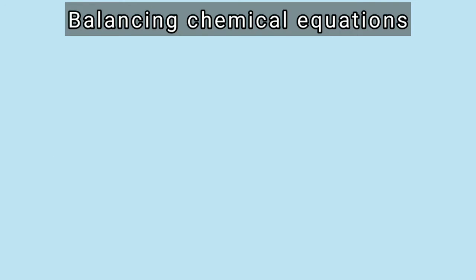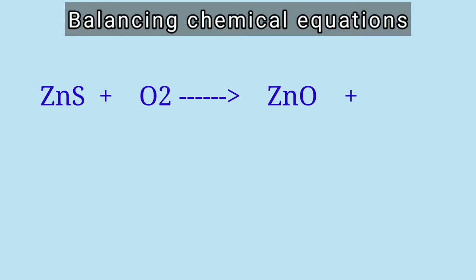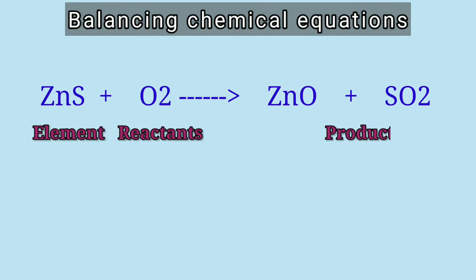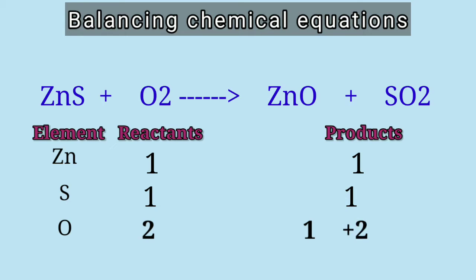In the next equation, zinc sulfide reacts with oxygen to form zinc oxide and sulfur dioxide. Let us balance this equation by writing the number of each element on the reactant and product side. Elements involved in this reaction are zinc, sulfur and oxygen. Zinc is 1 on both sides, sulfur is 1 on both sides, but oxygen is 2 on the reactant side and 1 plus 2 on the product side. The number of oxygen atoms is odd on the right side and even on the left side.